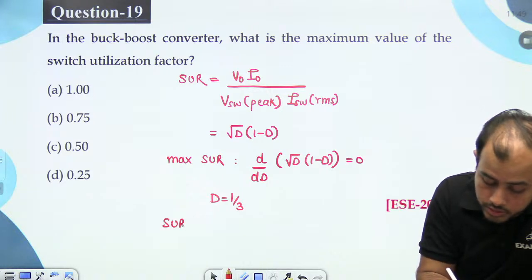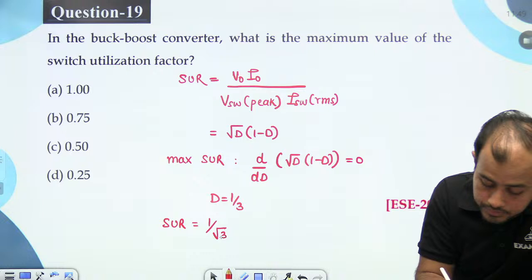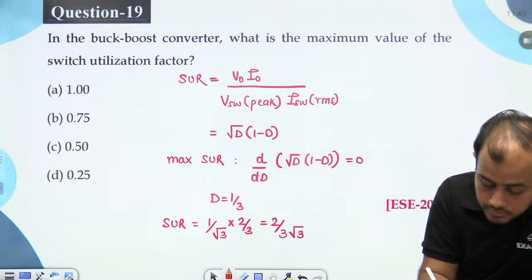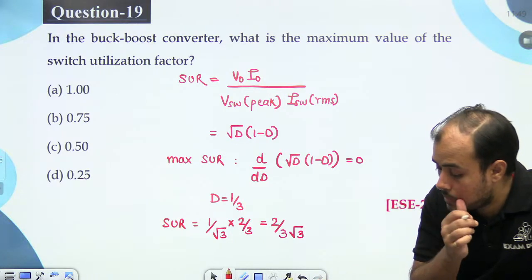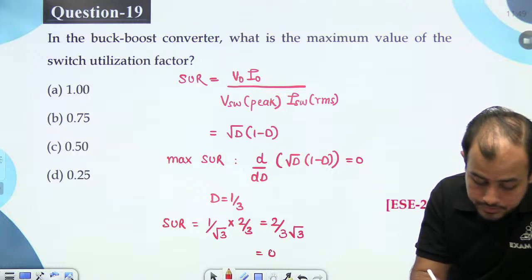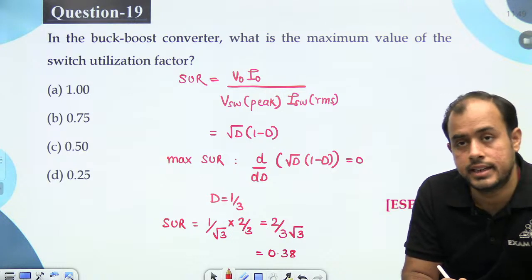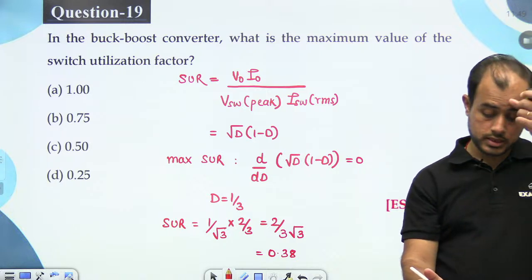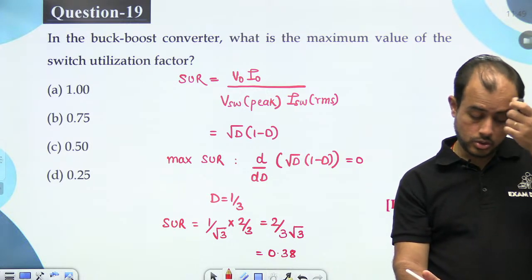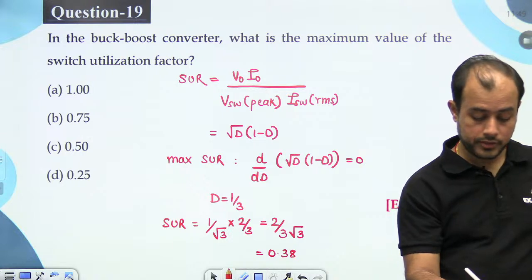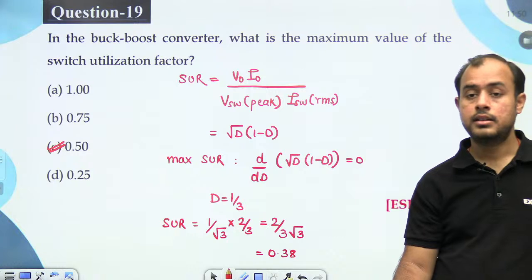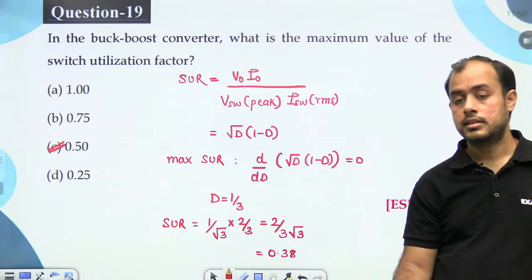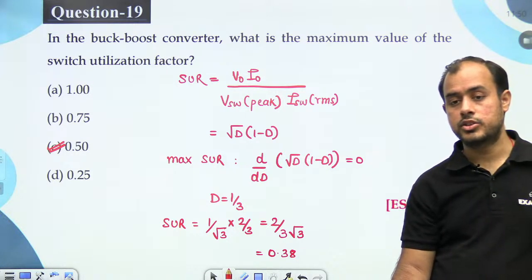So what is the switch utilization ratio? Two by 3 root 3. So the closest value is, this is 0.38. In case of buck boost converter, so the closest value should be 0.5. Closest तो यही नजर आ रहा है. Just let me check. It is given as D. एक बार मैं चेक करता हूँ और इसी तरह से निकाला जाता है स्विच यूटिलाइजेशन रेशियो.